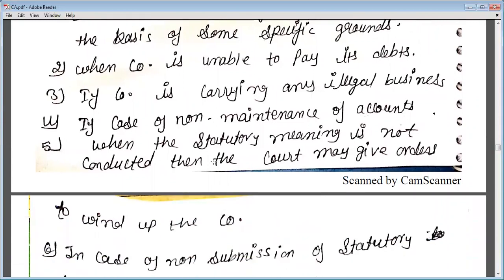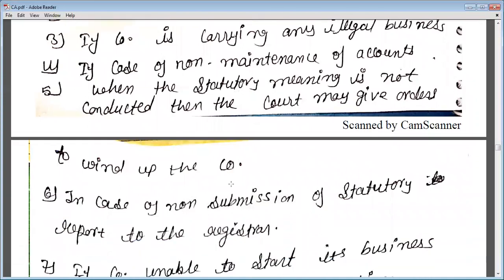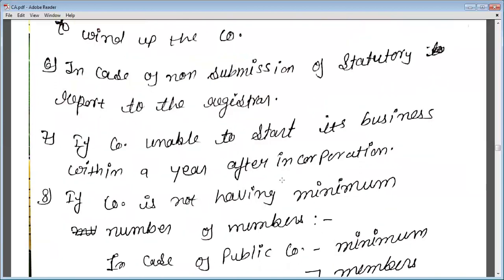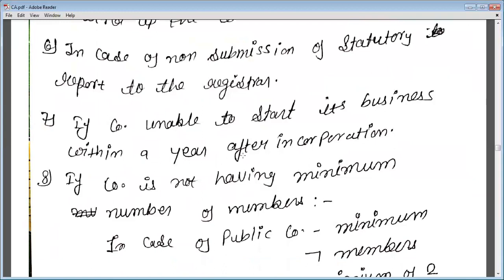Okay. When the statutory meeting is not conducted, then the court may give the order to wind up the company. If you are not fulfilling any statutory requirement or any legal requirement, then in that case also the court or law can give you the order to wind up or liquidate the company. In case of non-submission of a statutory report to the registrar, if you don't submit any statutory or legal report to the registrar, then in that case also a court or the law can give you the order to liquidate the company.